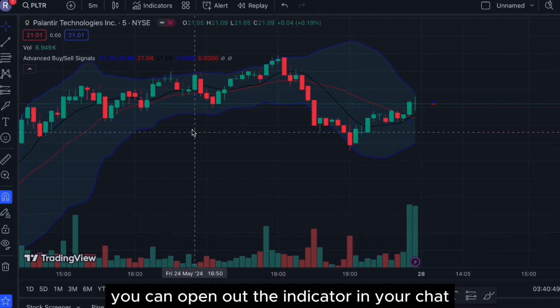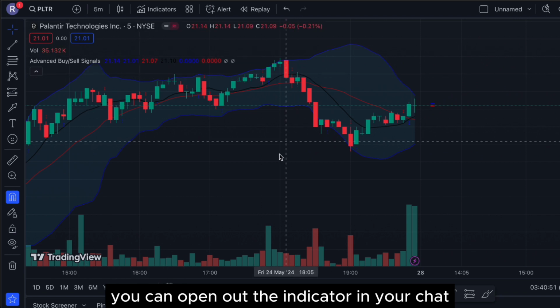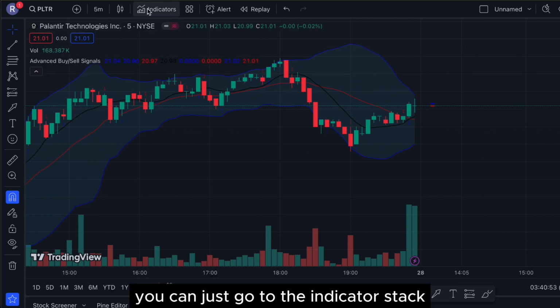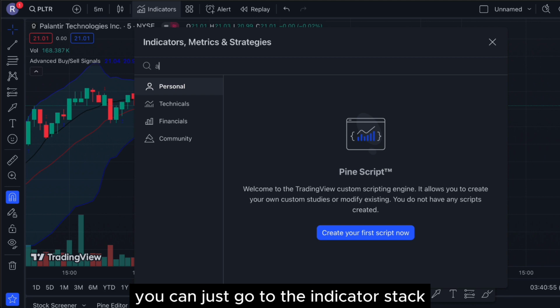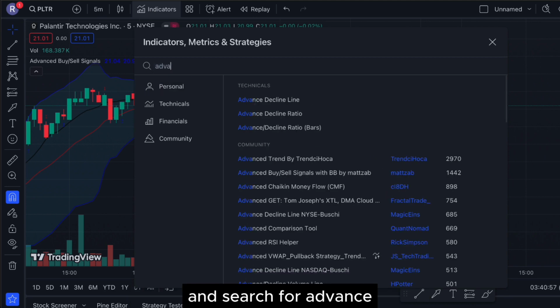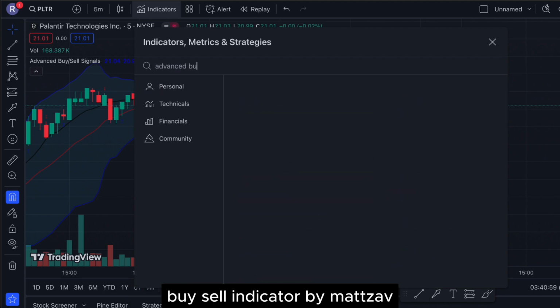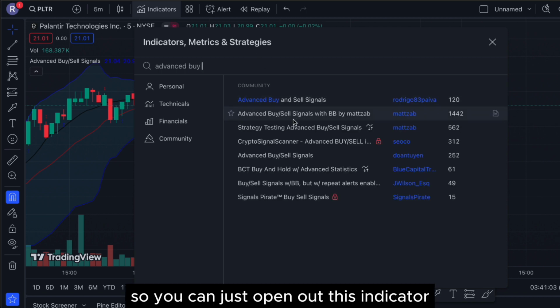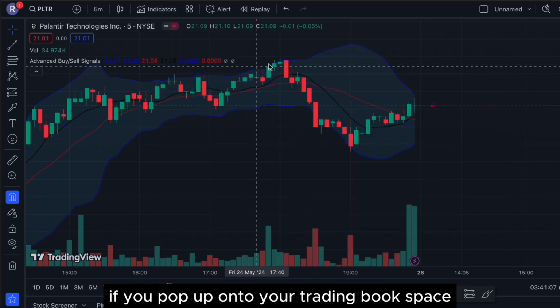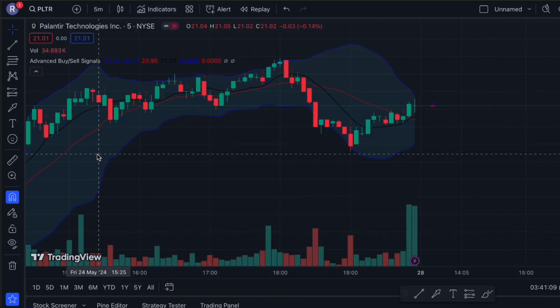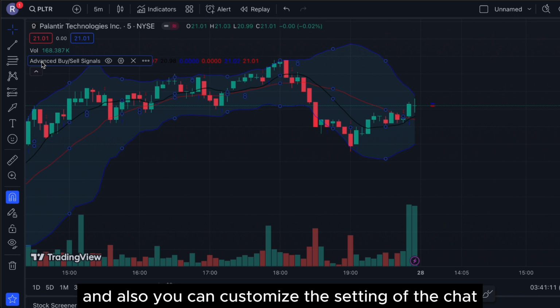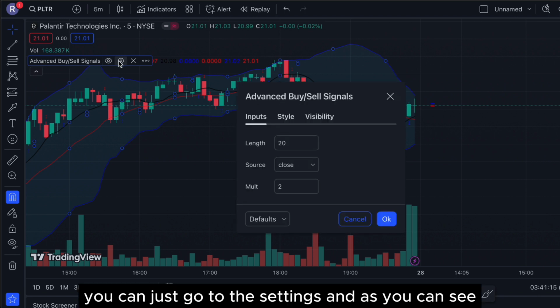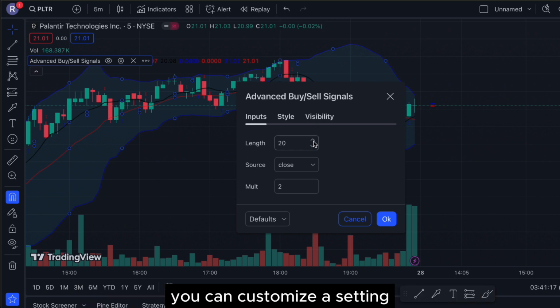First of all, you can open the indicator in your chart. Go to the indicators tab and search for the Advanced Buy Sell Signal indicator by MATZAP. You can open this indicator, and it will pop up onto your trading workspace. You can also customize the settings of the chart. Just go through the settings, and as you can see, you can customize them.